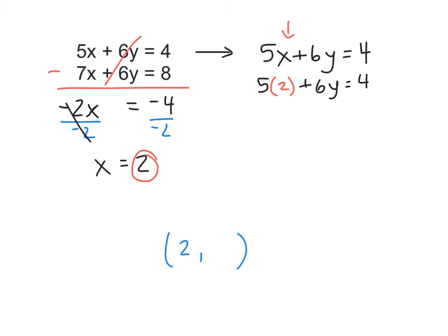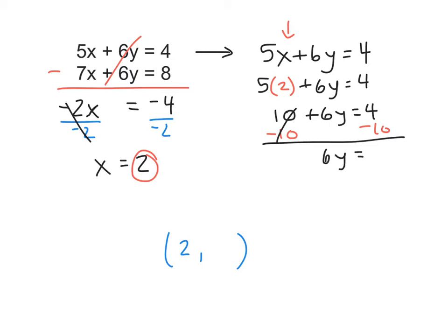All right, to simplify and solve this, we're going to first do 5 times 2, which is 10, and 10 plus 6y equals 4. We're trying to solve for y. We need to get the 10 out of there. Subtract 10 from both sides. We're going to have 6y equals negative 6. 4 minus 10 is negative 6.